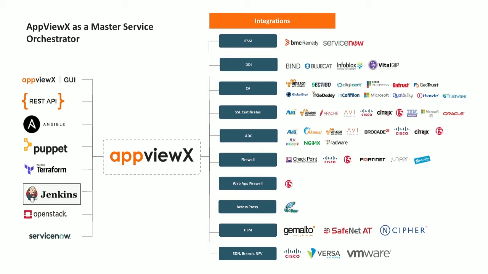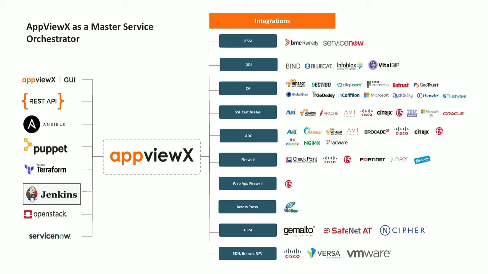So the way AppViewX works is it works as a master orchestrator. There are different ways you can consume or talk to AppViewX. It could be a DevOps team consuming it, or it could be through an API or a GUI or any of those. Irrespective of how you consume the data, the audit or the tracking remains the same. And AppViewX can talk to a whole bunch of L2 to L7 devices, change management systems, ServiceNow, Remedy, Service Desk, Jira, a whole bunch of things. The integrations are a growing list.